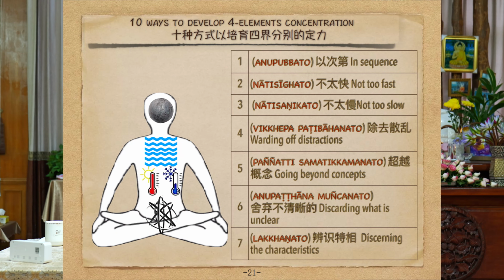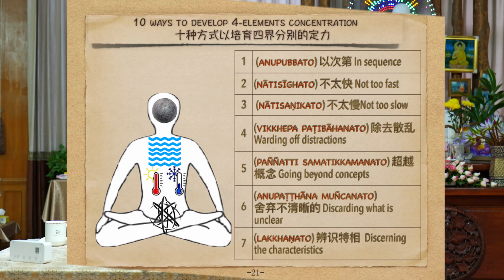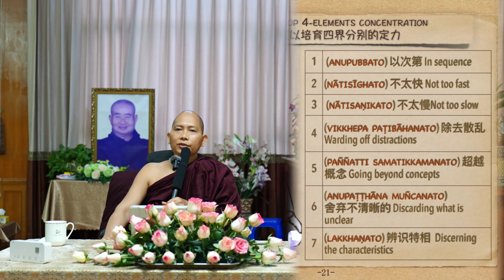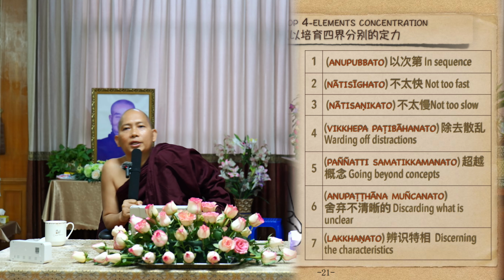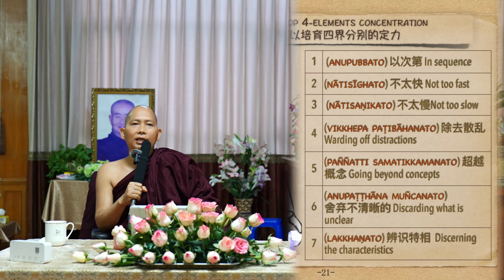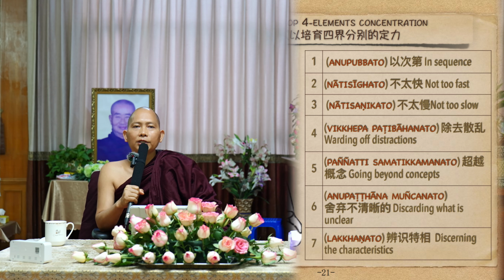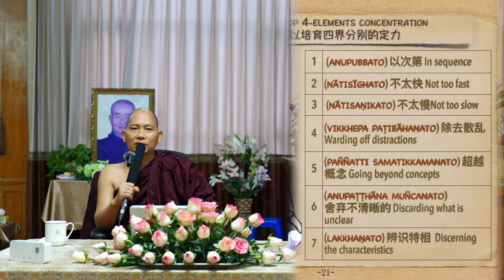Anupubbato, in sequence. You should discern according to the sequence of the Buddha's teaching. For example, the Buddha taught Pathavi Dhatu, Abho Dhatu, Tejo Dhatu, Vayo Dhatu, so discern beginning from Pathavi Dhatu. In the beginning, you may start to discern from the easy to the difficult characteristic, it is okay. But later, you will have to discern according to the sequence or order of the Buddha's teaching, beginning from Pathavi Dhatu, hardness, etc. Then you need to follow this.